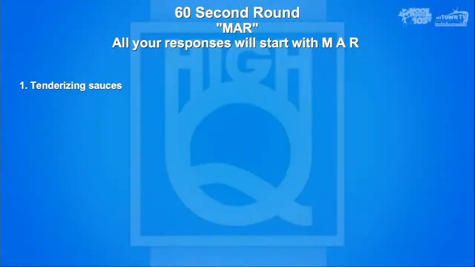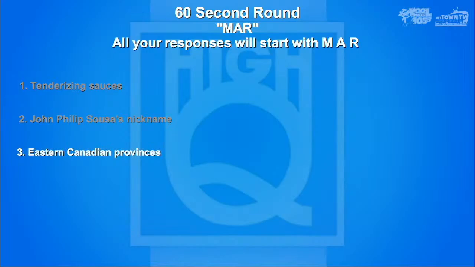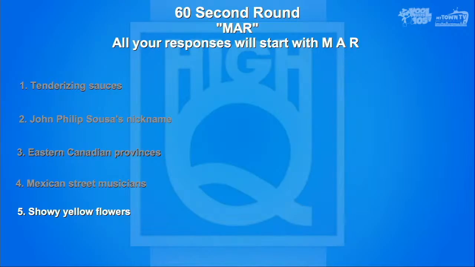Now, category you want is? Mar. Mar, in quotation marks. Start the clock. All your responses will start with M-A-R. Tenderizing sauces. Marinade. John Philip Sousa's nickname. March King. Uh-huh. Eastern Canadian provinces. Maritoba. No. Mexican street musicians. Mariachi. Uh-huh. Showy yellow flowers. Marigolds. Uh-huh. The only U.S. state which fits the category.